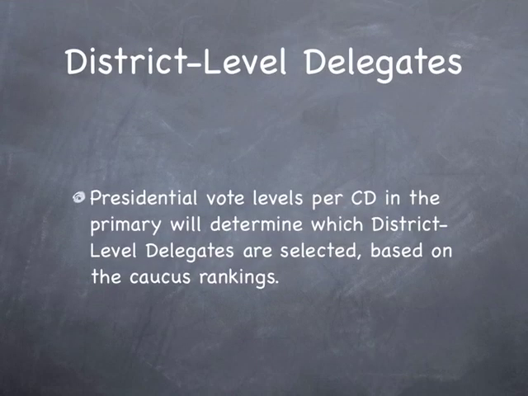Presidential vote levels per congressional district in the primary will determine which district-level delegates are selected based on the caucus rankings. The breakdown of these numbers is available on the California Democratic Party website.